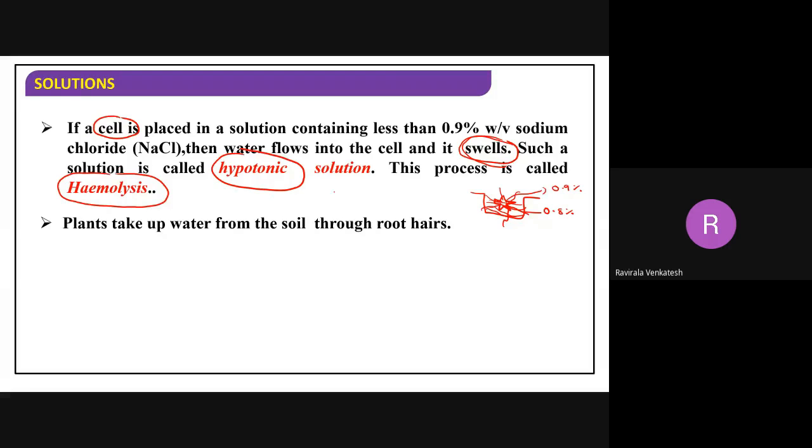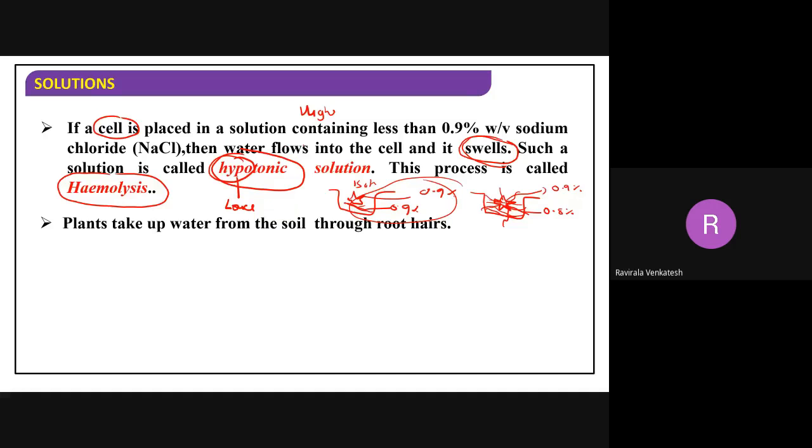If I place a blood cell in water having 0.9% and the cell is also having 0.9%, what happens? Nothing. It is an isotonic solution. If I take a more concentrated salt solution, it is called hypertonic. If I take a lower concentration compared with blood, it is called hypotonic. Hypo is nothing but lower. Hyper is nothing but higher. Correct or not? In that way, you can easily remember plasmolysis and hemolysis.